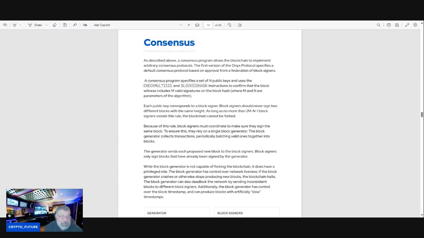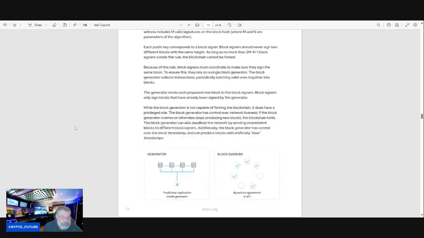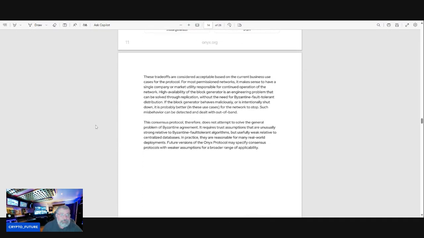While the block generator is not capable of forking the blockchain, it does have a privileged role. The block generator has control over the network liveness. If the block generator crashes or otherwise stops producing new blocks, the blockchain halts. The block generator can also deadlock the network by sending inconsistent blocks to different block signers. Additionally, the block generator has control over the block timestamp and can produce blocks with artificially slow timestamps. These trade-offs are considered acceptable based on the current business use case of the protocol.